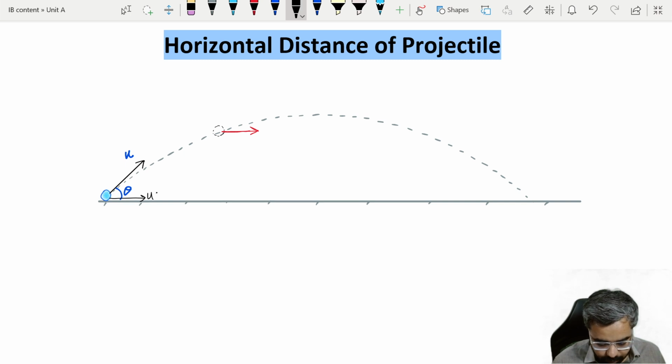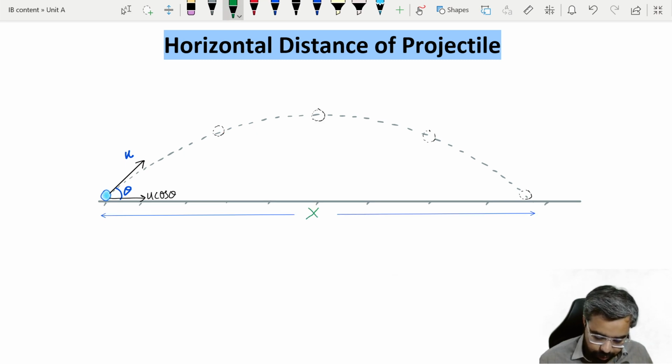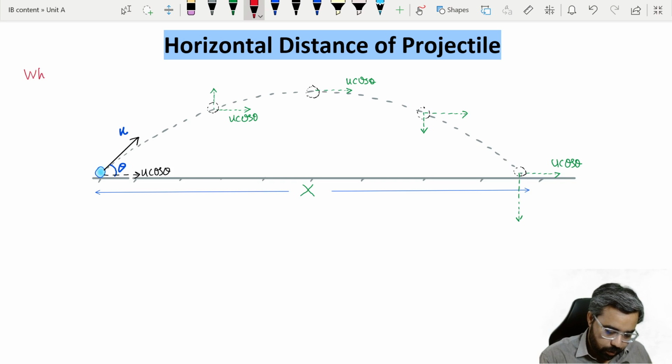So we know that this is u cos theta, and how much horizontal distance will it cover? Let's find out with the help of SUVAT. This horizontal distance, let's call it x. We will apply SUVAT, so we will use these values. This is the horizontal component of velocity, u cos theta, and you see that at this point the vertical velocity is small, while the horizontal one is the same, u cos theta. So why can't we apply this equation, s equals u plus v over 2 times t?